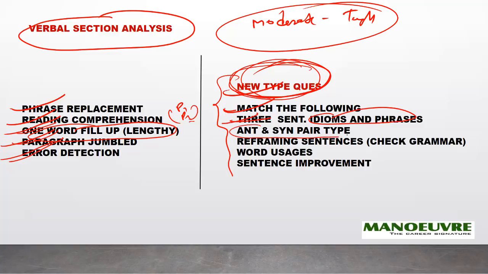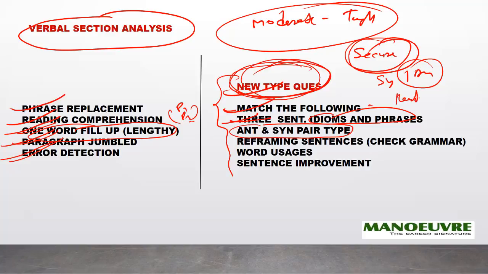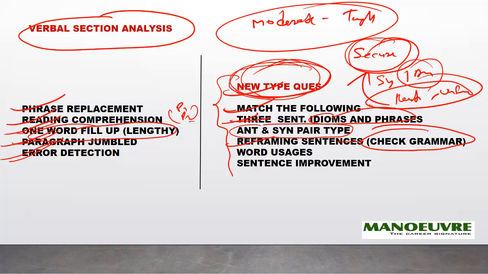An antonym synonym pair type question was there. In antonym synonym they have given one word like secure, and you have to find out what can be the synonym and antonym for it. So there were options restricted and unsafe. So this is the right answer for this. After that, reframing the sentence, and you have to check the grammar mistakes, word usage was there, and sentence improvement. So these are some new types of questions in CET 2018.